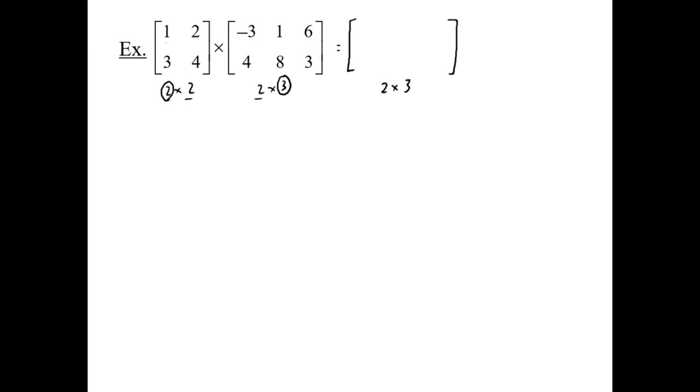So let's start with row 1 times column 1. So match them up. 1 times -3, 2 times 4. So multiply the things I drew arrows to. So -3 plus 8 gives me a 5. And that was row 1 times column 1. So my answer goes in row 1, column 1 of my answer.